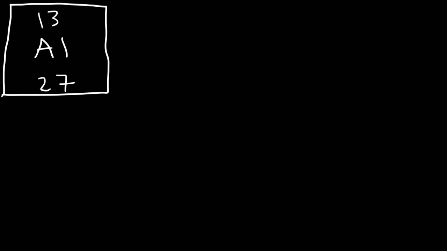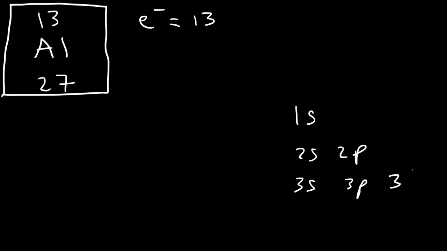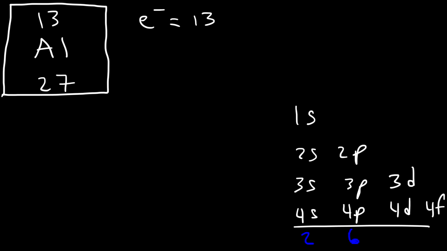Now let's try another example. Let's write the electron configuration for aluminum. You could try it if you want to. We're dealing with an atom of aluminum, which has 13 electrons. So you want to write the configuration up to 13. We're going to set it up the same way. If you want to, you can add the fourth energy level, which contains 4s, 4p, 4d, and 4f. Now, let's put these numbers again. F can hold up to 14 electrons.